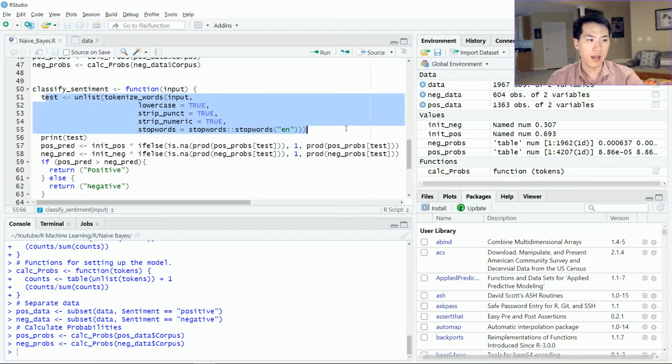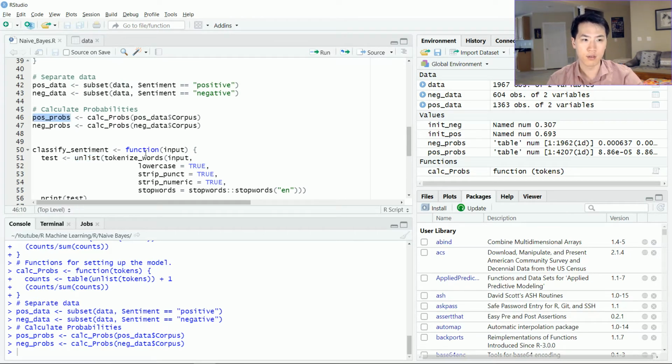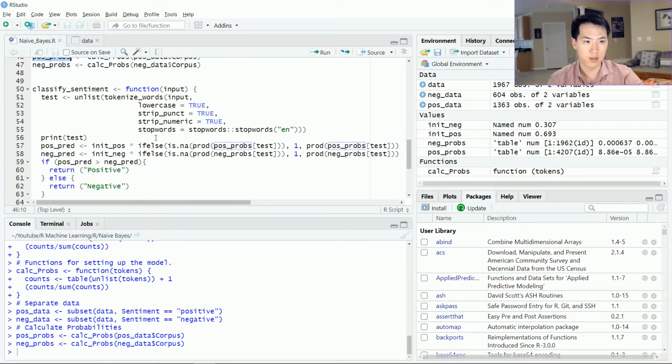Over here, I was using this helper function, the tokenized words, to make sure that the input that's coming in is going to be a string. We're going to be splitting up this string into individual words. That's where the tokenized words happens. It's going to do a little bit of cleaning, where we are going to be removing punctuation, numerical values, and stop words. And then we're going to be unlisting this so that it can be searched through our lookup table. And when I say lookup table, that is going to be the negative or positive probability tables that we have conveniently calculated prior to this. And I'm just printing out what that looks like as a test.